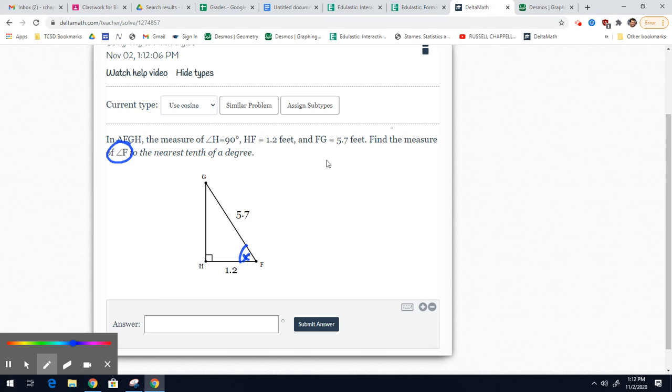So what two sides do they give you? Well, they don't give you the opposite, but they do give you the hypotenuse of 5.7. And that means they must give you the adjacent, which is the 1.2. So again, which trig ratio is adjacent and hypotenuse? Well, that's cosine.